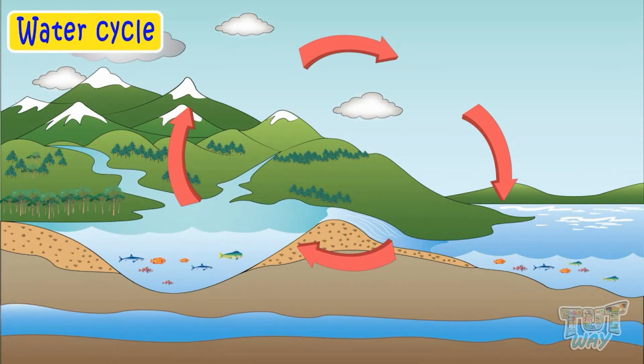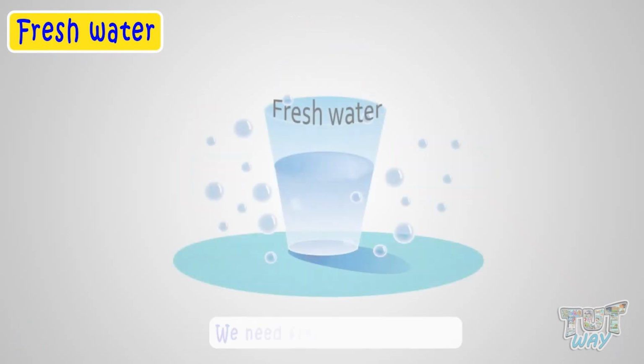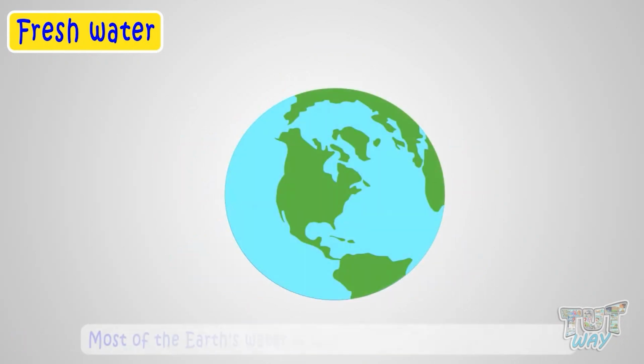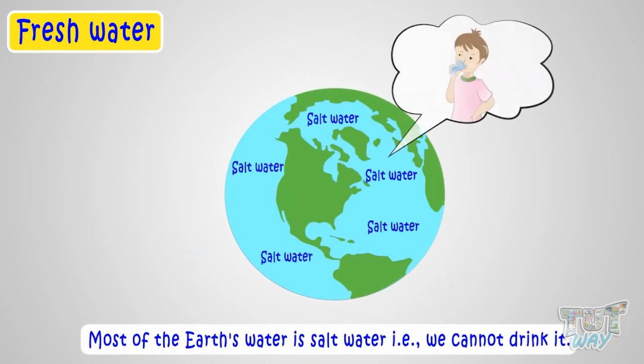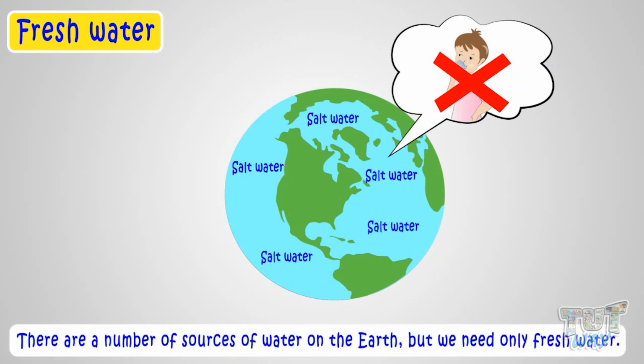Now let's see what is the meaning of the term fresh water. We all need water for many uses, and there are many types of sources of water. We need fresh water to drink, and most of the Earth's water is salt water. That is, we can't drink it. So, there are a number of sources of water on Earth, but we need only fresh water.